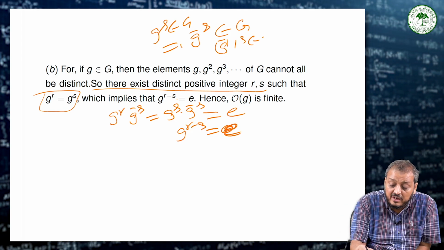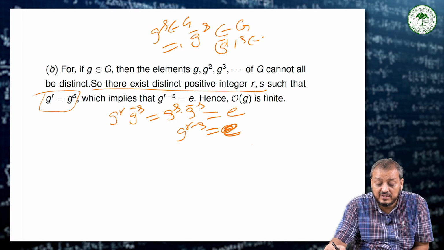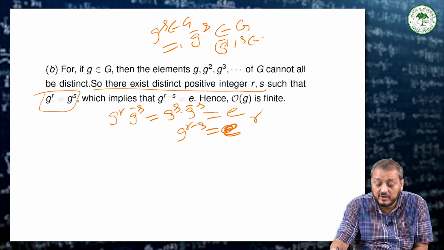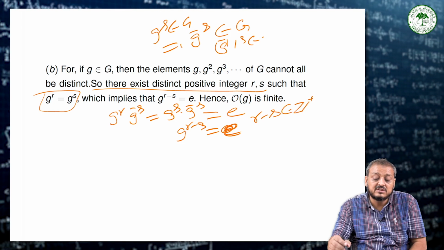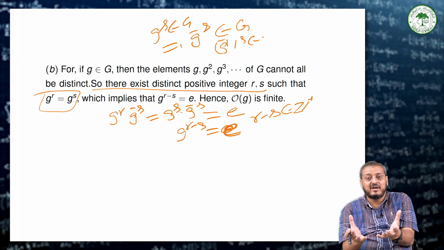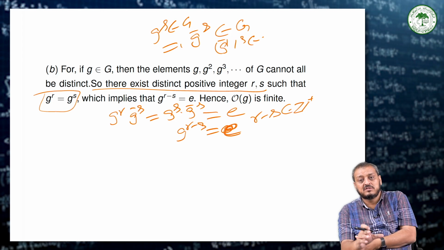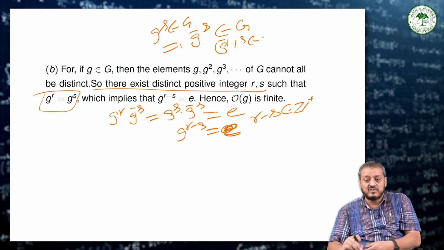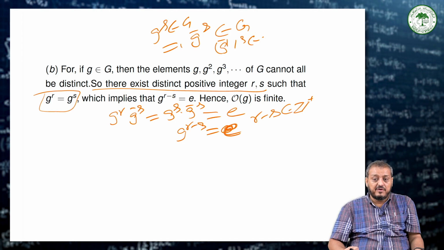So if it is the identity element, that means r and s are positive integers, then a^r = a^s gives a^(r-s) is also a positive integer power, such that the order of a in G is finite. We find a certain positive integer where the power of a gives the identity. So the order of a in G is clearly finite.